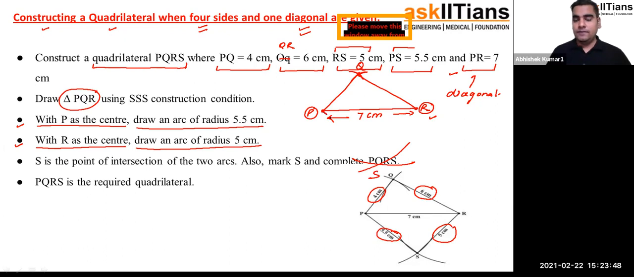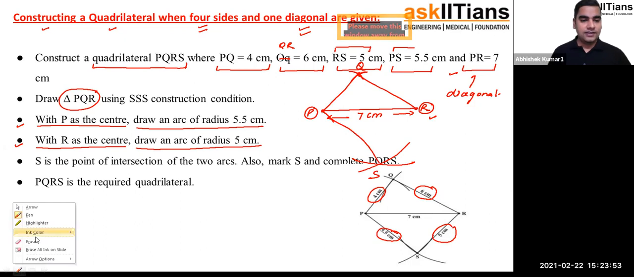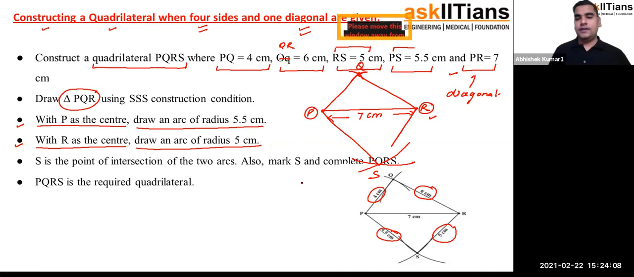So join P to S by a straight line. Sorry, I do not have a scale. One second. So join P to S and then join R to S using a scale, and you will automatically get your required quadrilateral. You will observe S is the point of intersection of the two arcs. Also mark S and complete PQRS, and you will get PQRS as your required quadrilateral.